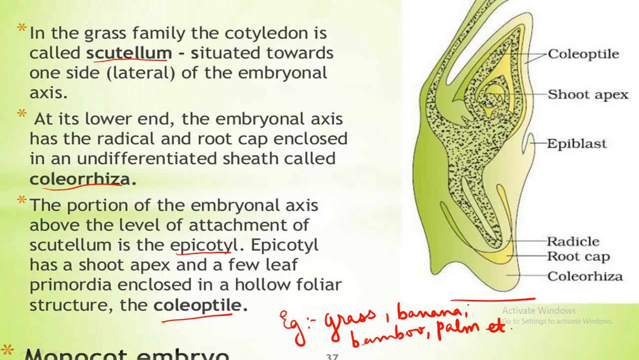This is the structure of a monocotyledonous embryo, wherein the scutellum is present on the lateral side. Okay, the scutellum is present on the lateral side. So this is the scutellum.